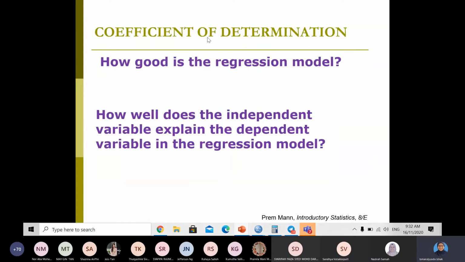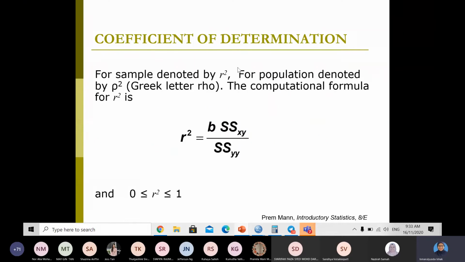Okay, so when it comes to regressions, it is about the coefficient of determination. The coefficient of determination is how good the regression model is, or how well the independent variable explains the dependent variable in the regression model. This is the formula to get the R square. For the population it is denoted by rho square, and for the sample it is R square. The R square should be between 0 and 1.